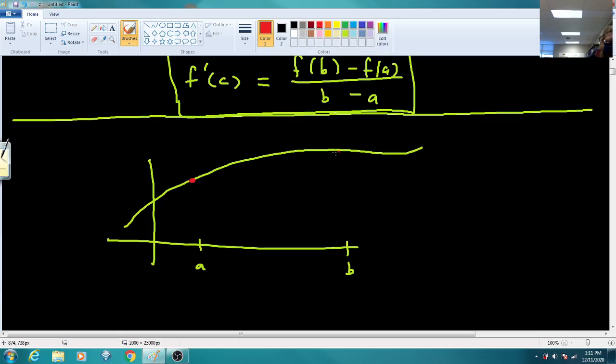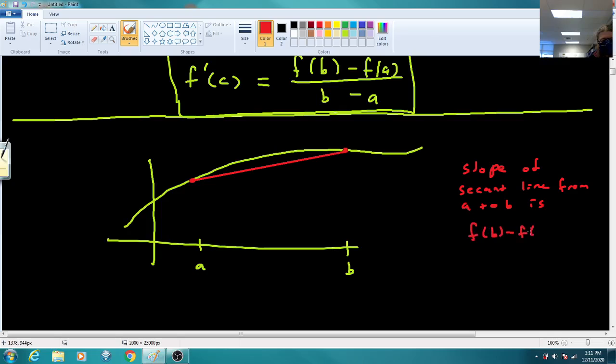If here's A and here's B, what it's saying is if we draw the secant line between A and B, the slope of that line would be the average rate of change from A to B. So the slope of the red line, we could say that's the secant line from A to B, is this equation f of b minus f of a, all that over b minus a. So that's the right-hand side of the mean value theorem.